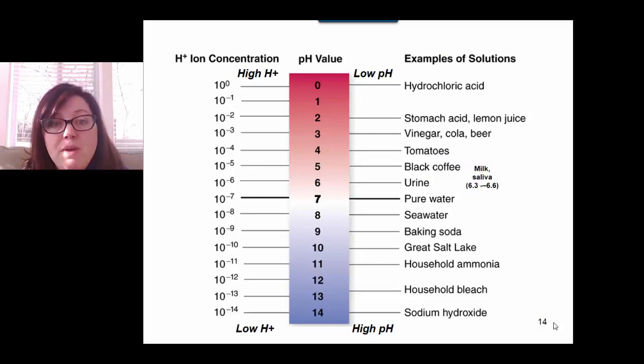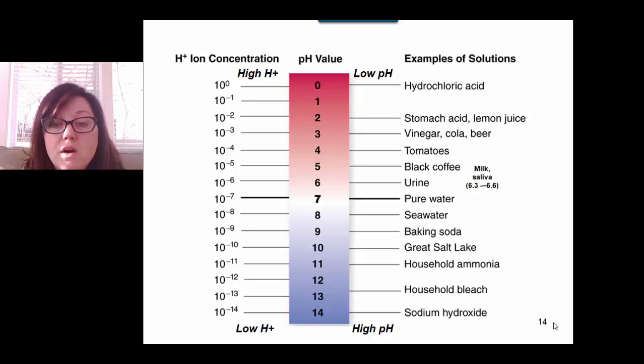So here we can see a pH scale right in the middle from 0 to 14. And to one side we can see hydrogen ion concentration, and to the other side we can see some examples of different types of solution at various pHs. So let's take a look at some example solutions. Pure water is exactly 7, pH 7.